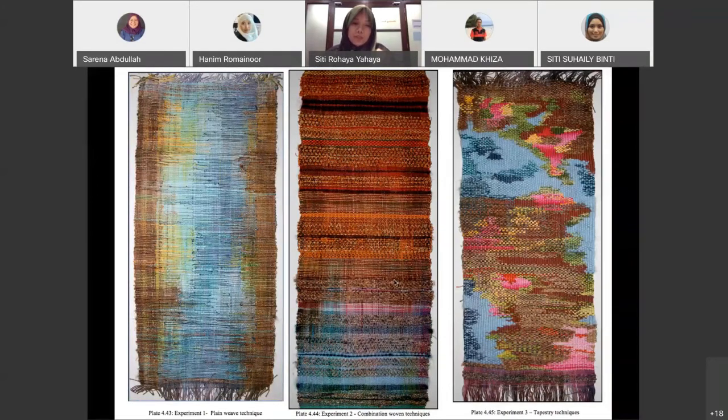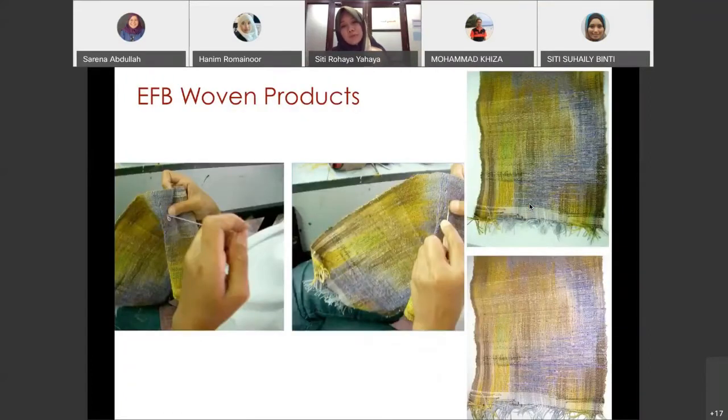Okay, the combination woven techniques in experiment 2. And then number 3 is a tapestry woven technique. So you can see the difference between the three artworks here: plain weave, twill and plain weave, and another one is tapestry. Okay, this is a woven EFB product. I'm making shoes, actually. This is the process of shoe making.